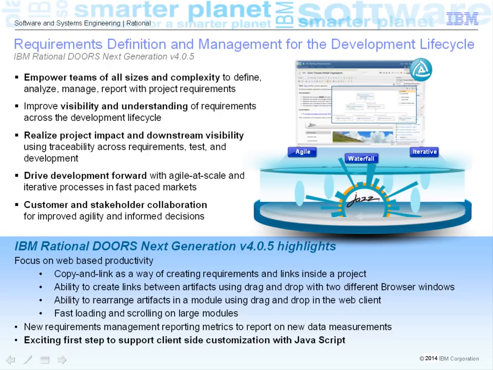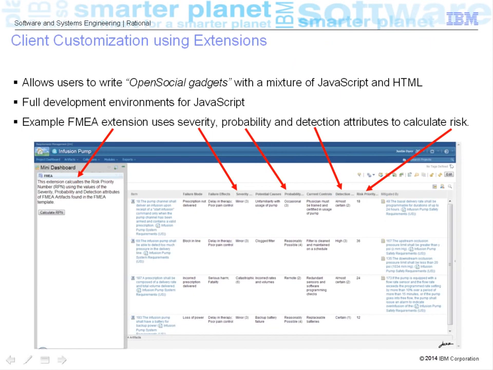This video focuses on a new capability in Doors Next Generation version 4.05, which enables users to customize a client with JavaScript extensions. Here we can see an example of client customization using extensions. Doors Next Generation allows users to create open social gadgets with a mixture of JavaScript and HTML. In this example, an extension to Doors Next Generation was created to calculate risk priority numbers when doing failure modes and effects analysis. The extension can read attribute values from requirements, do some processing, and then set new values based on that processing. In the example below, severity, probability, and detection attributes are multiplied to calculate the risk priority of each failure mode.